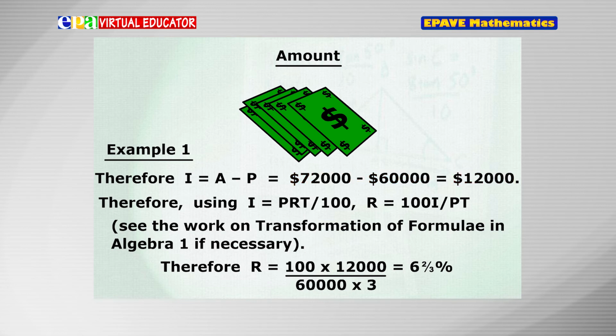Therefore, using I equals PRT divided by 100, R is equal to 100 multiplied by I divided by PT. See the work on transformation of formula in Algebra 1 if necessary. Therefore, R is equal to 100 multiplied by 12,000 divided by 60,000 multiplied by 3. This is equal to 6 2/3%.